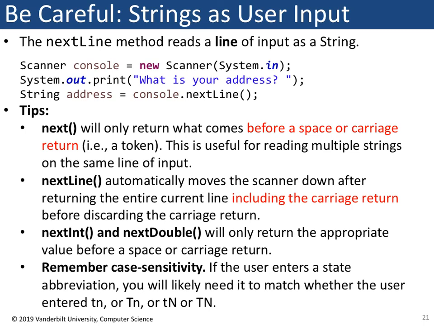NextInt and nextDouble are very similar to the next method, because they're going to also get the next token. The only difference here is they're not going to return it as a string type. They're going to attempt to interpret it as an integer or a double type, which could cause problems if the value which the user typed in isn't a valid integer or double.